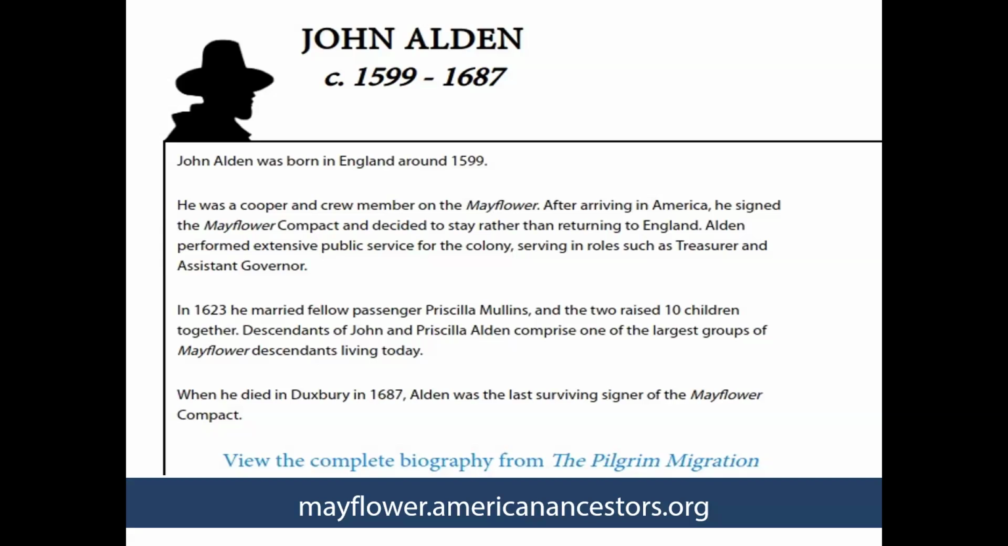He also was a crew member on the Mayflower. It noted that even though he was a crew member, he decided to stay instead of returning. And he even served in different political roles as treasurer and assistant governor. And then, of course, we see his marriage to Priscilla Mullins and that they had 10 children together.